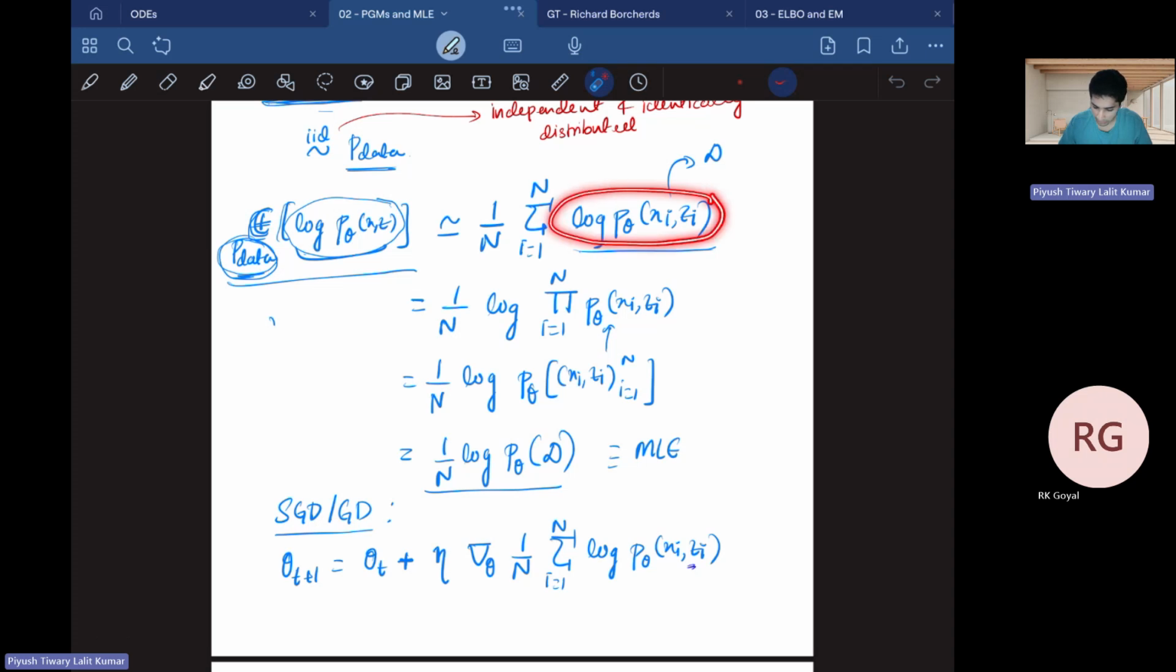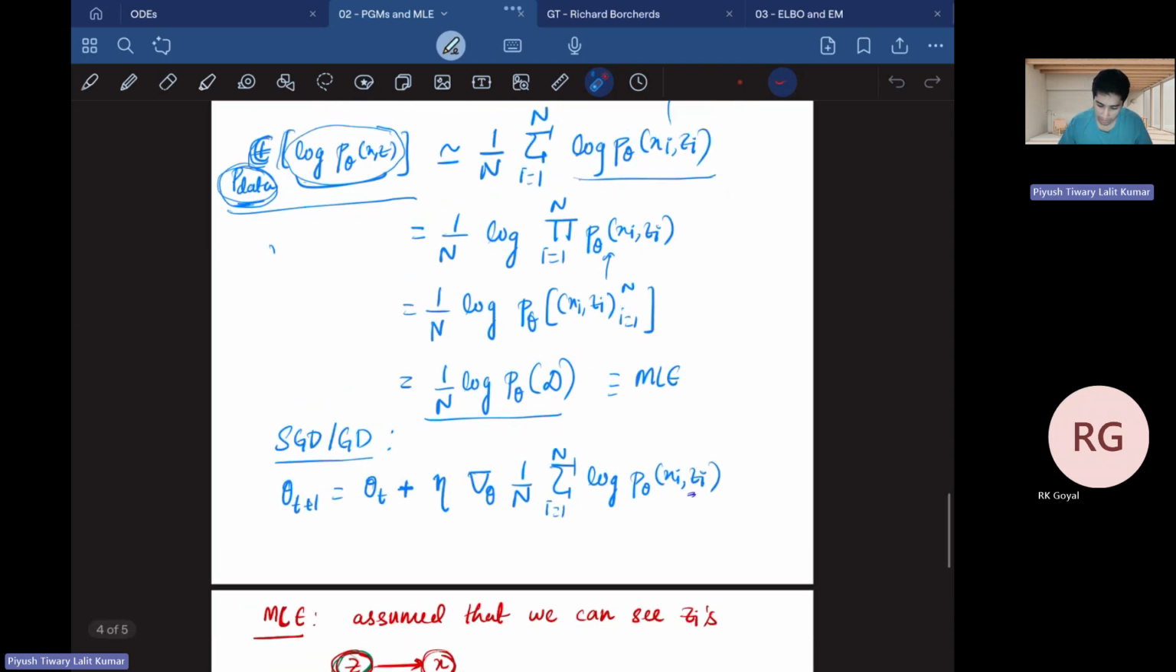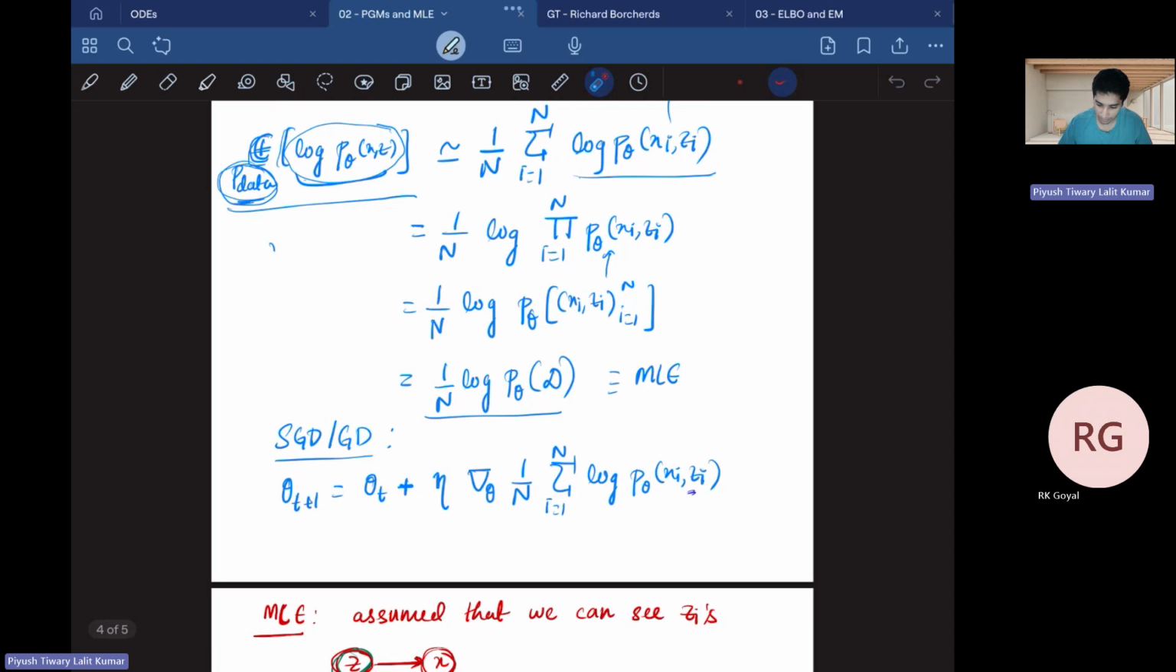Take the log p theta of xi, zi, and take the average of it over multiple instances. You will get the multiple instances from your data set. And once you have that, we can simply use optimization algorithms like gradient descent or stochastic gradient descent to learn these parameters theta in an iterative manner.